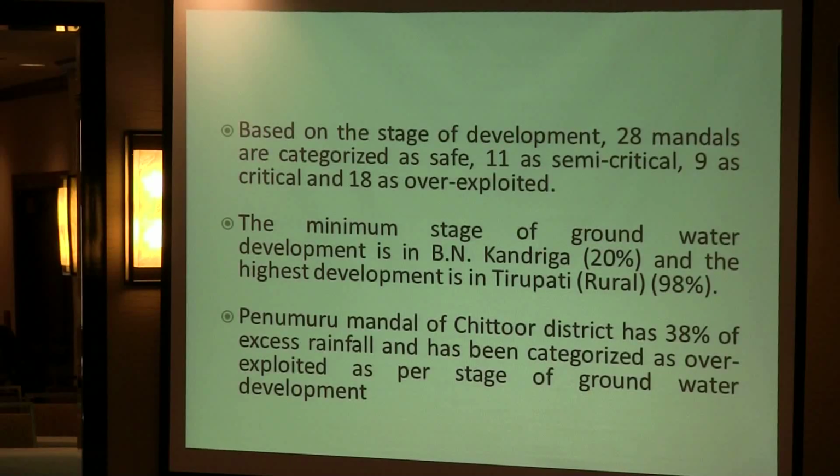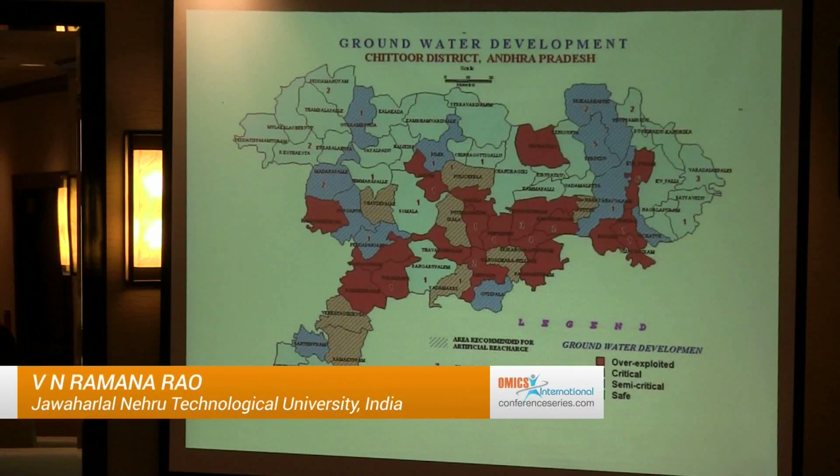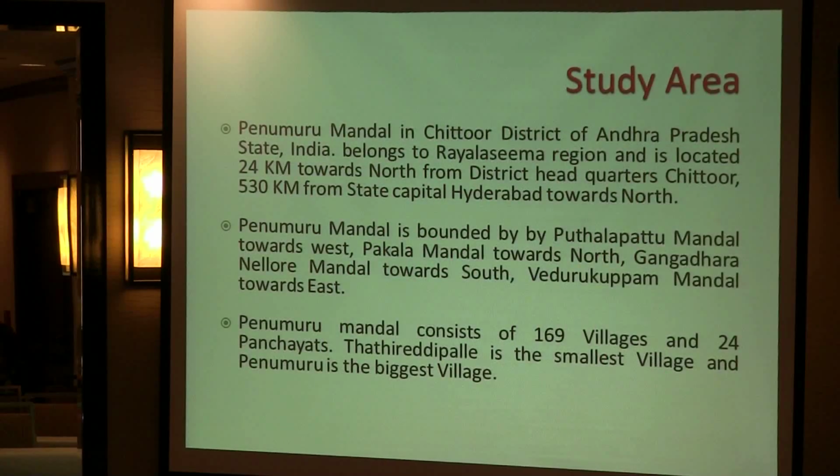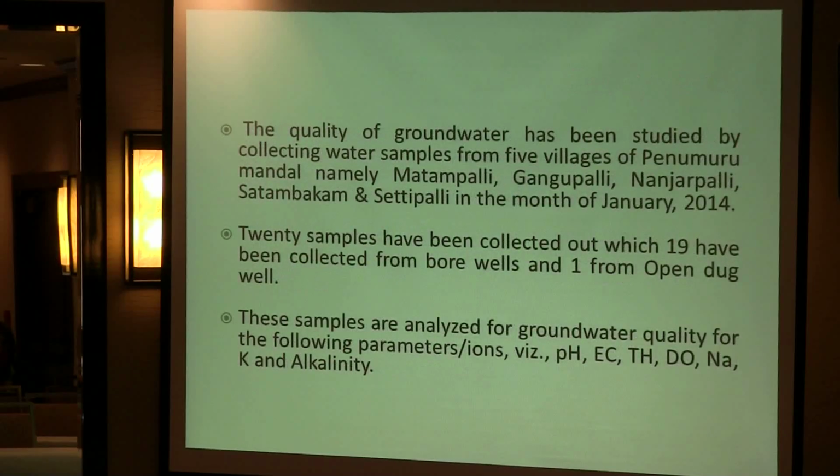So based on the stage of development, about 18 mandals are overexploited in terms of groundwater. These are some of the areas of the district where a study has been made. And if you see here, very few areas are safe, but this red shows the overexploitation, which has led to depletion and also pollution of the groundwater. So we have taken the overexploited area and tried to study how the water quality is changing.